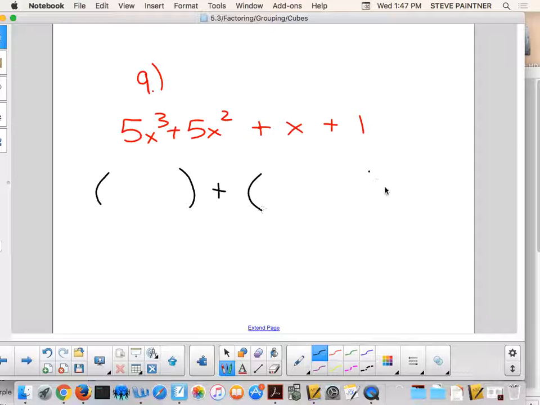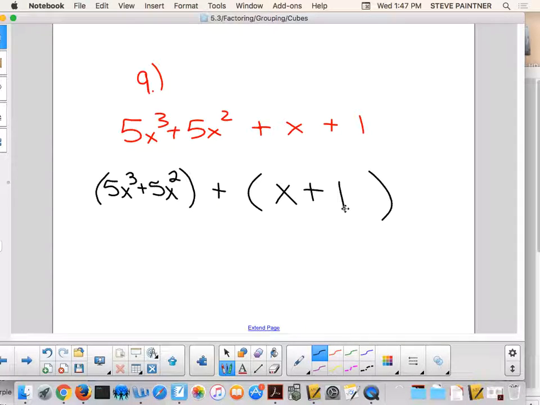Put a plus sign down. Group 2 of them. Molly, since you asked this question, did you group any of these? No, I didn't group it. Did anybody do this problem in group? Maddie, what'd you do? Just say 5x cubed and 5x squared, plus 5x cubed and 5x squared, which leaves you with the other two, x plus 1.